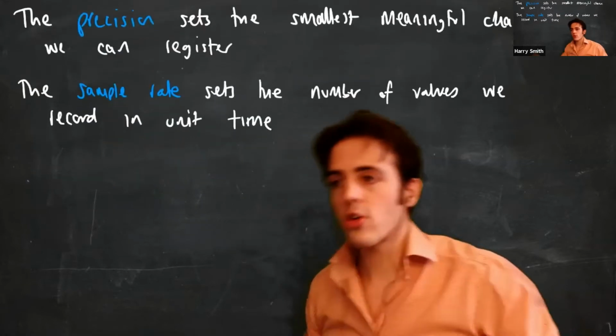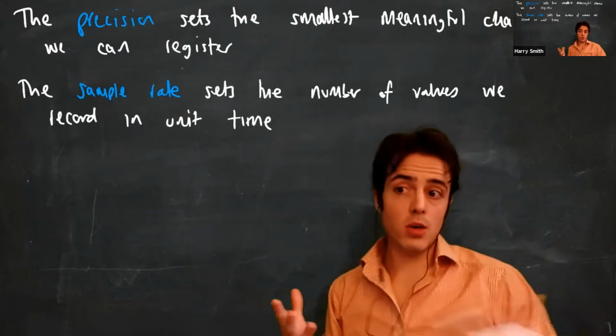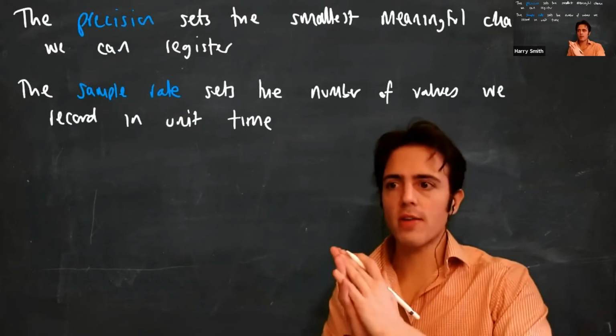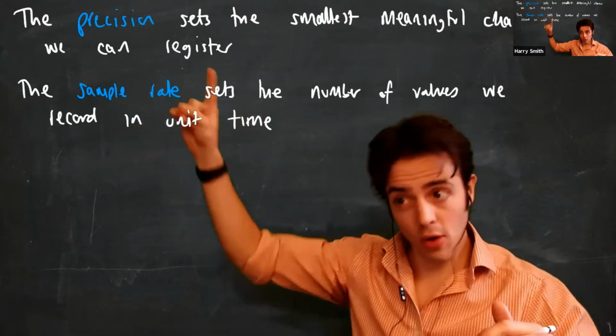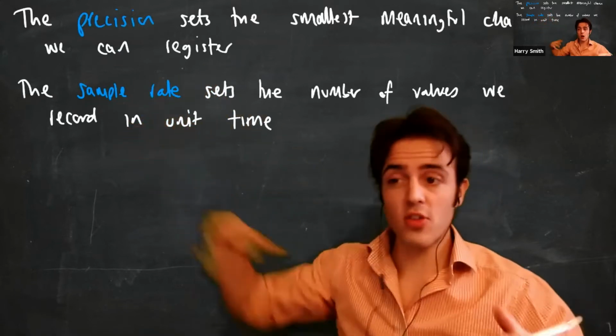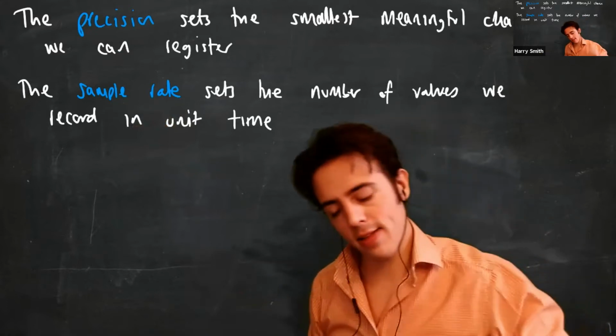So our choice of how we acquire the data, so how we're using an ADC to do this job for us, is going to determine whether we've got the correct choice for both the precision and the sample rate in here. So we're going to look at how an ADC actually does that.